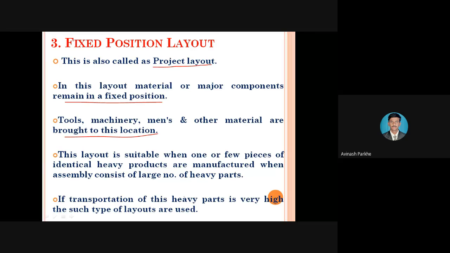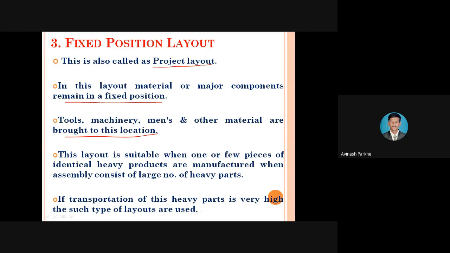Assembly of the ship elsewhere is not possible. Assembly of the aeroplane elsewhere is not possible, because in that aeroplane and in that ship, so many heavy components are there. So it is very difficult to handle those heavy components from one location to a second location. So to avoid those difficulties, we have to start their construction at a fixed location only. If the transportation of these heavy parts is very costly, such types of layouts are widely used. That's why I have given these examples.